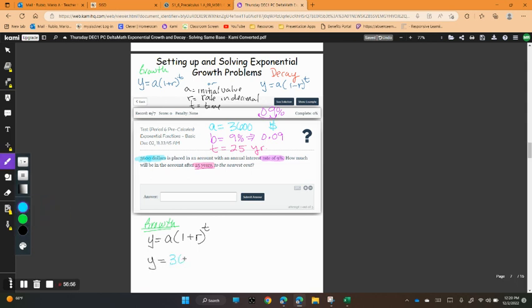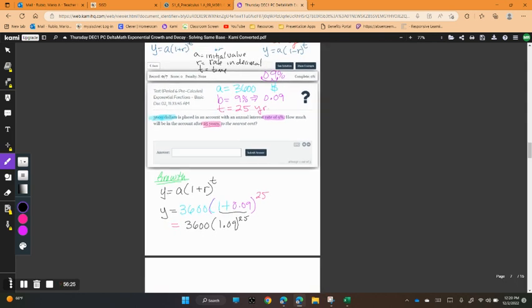Y equals 3600, 1 plus the rate, which is 0.09, and that's going to be raised to the, what do we got here, 25 years. So what you're going to do is take 3600, and do this math inside. 1 plus 0.09 gives you 1.09. You're going to raise that to the 25th power.